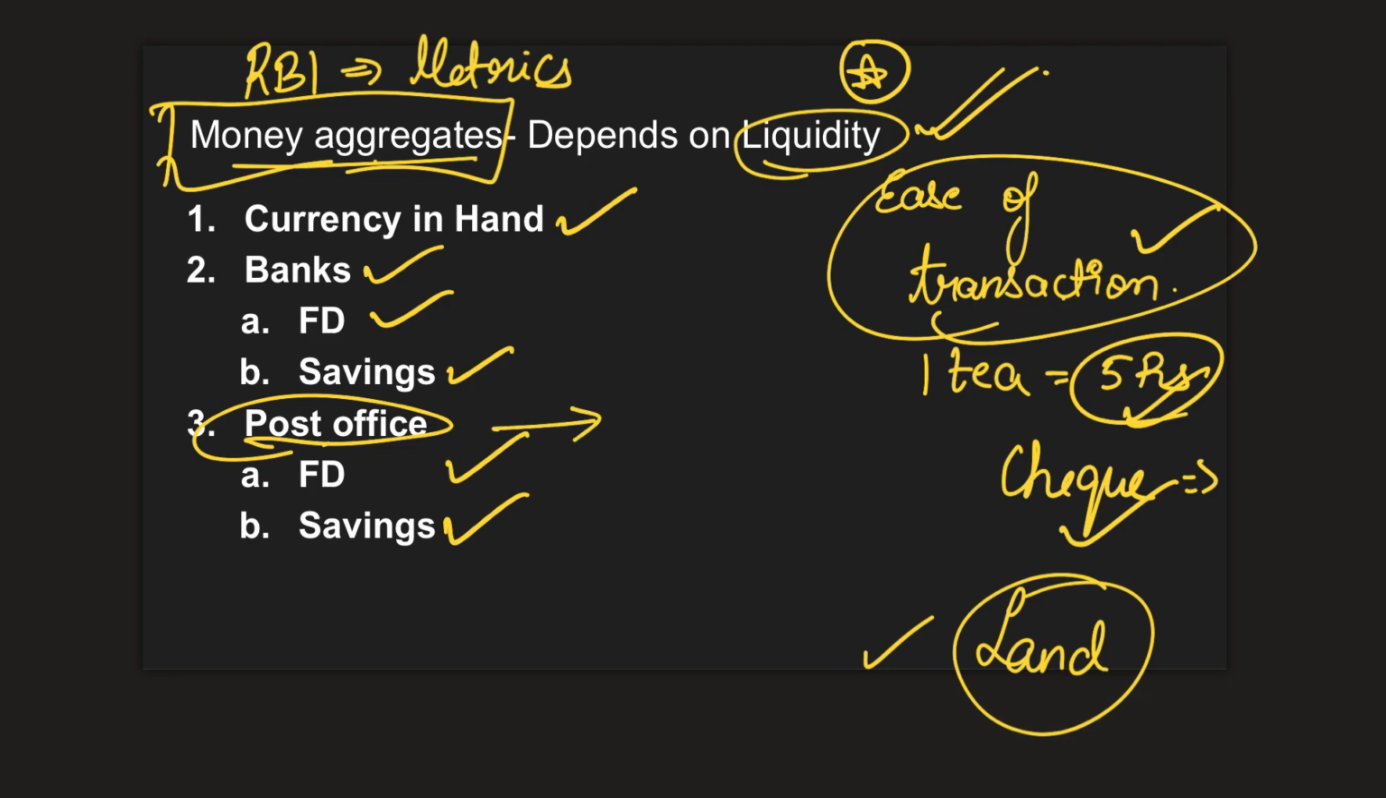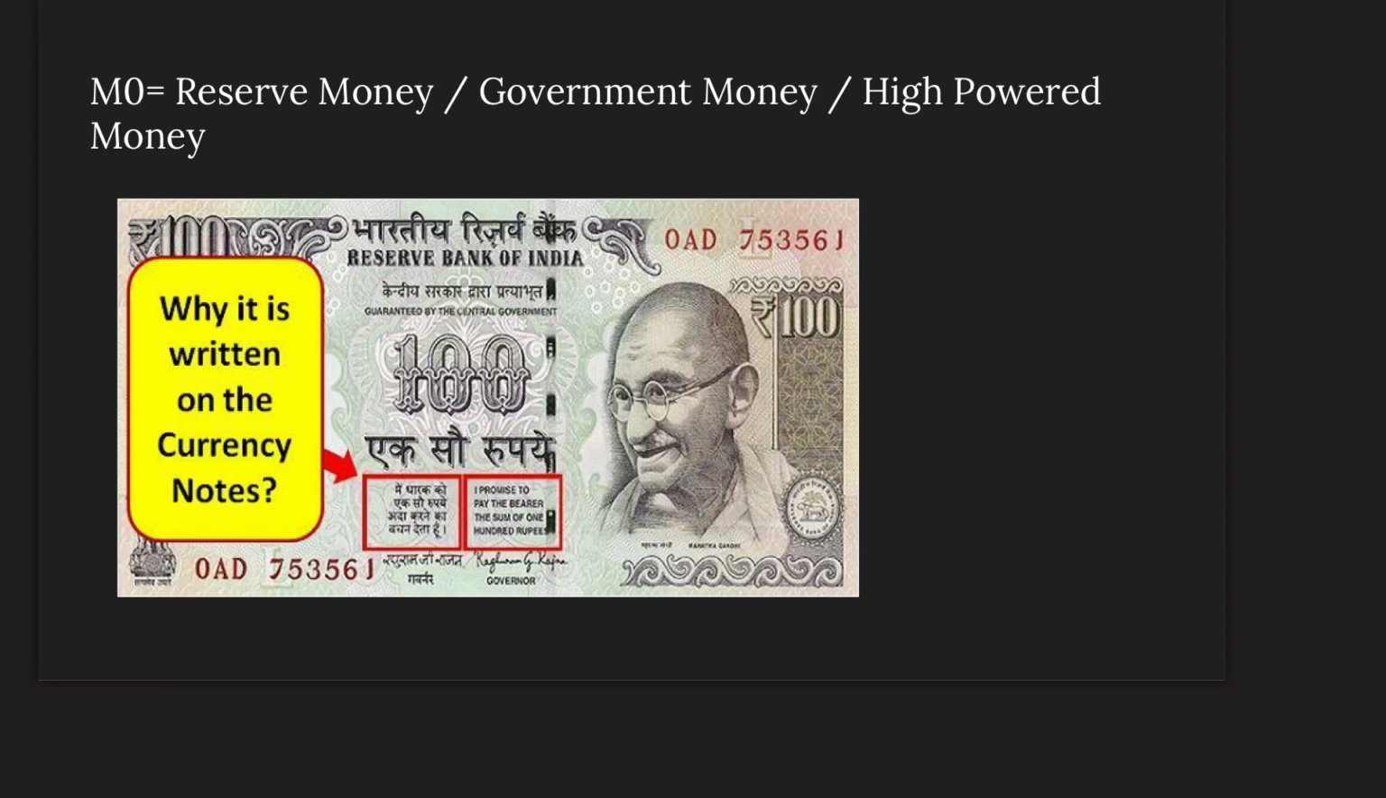You already know that a post office is much less liquid because the pain one should go through to withdraw their money from a post office is much higher when you compare it to a private bank which gives you the facility of net banking. So this is the concept of liquidity. Here is where most of the MCQ questions are coming from.